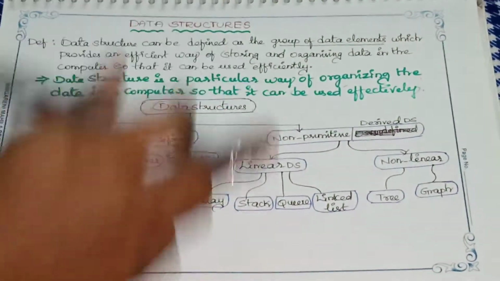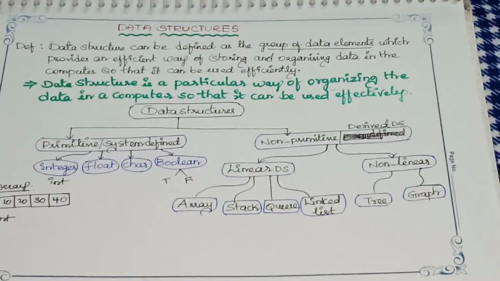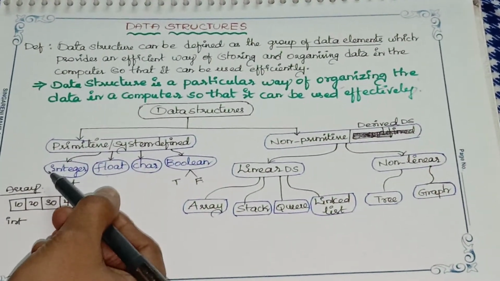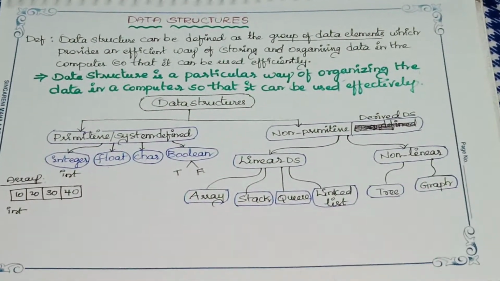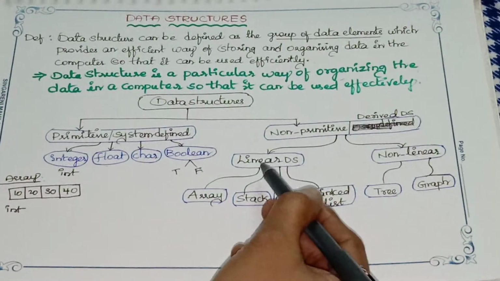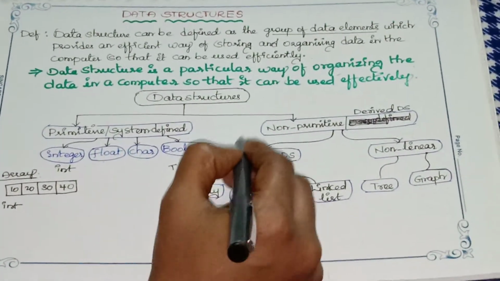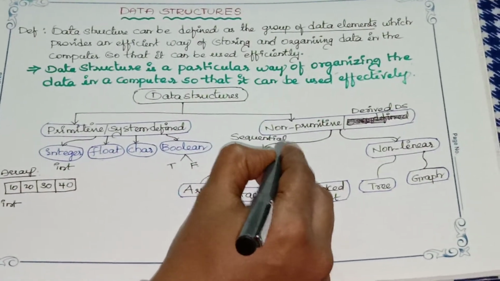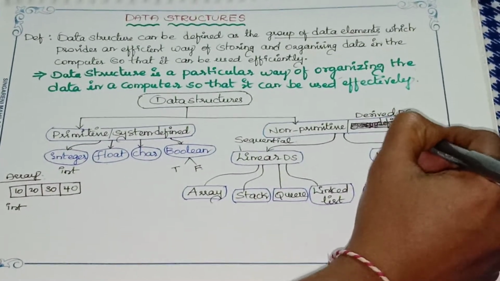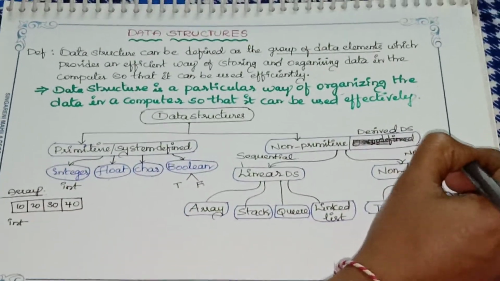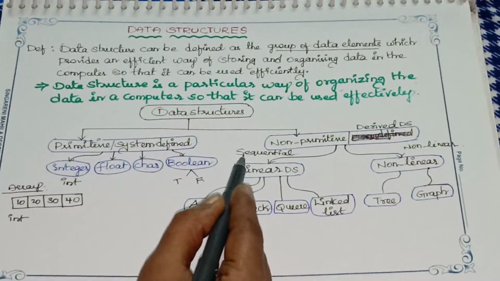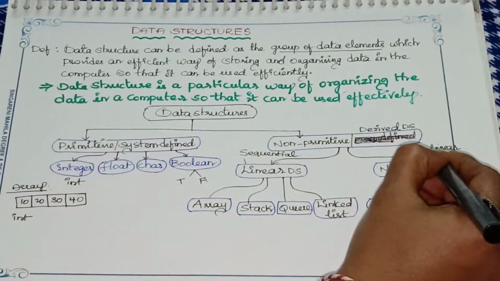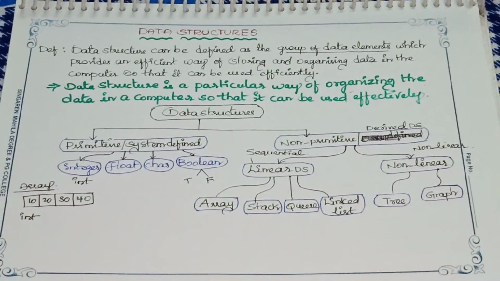When we come to derived data structures, they are non-primitive data structures. These are more complicated data structures and derived from primitive data structures. These non-primitive data structures are categorized into two types: linear and non-linear. Linear is nothing but simply sequential, we can say in a line manner. This one is non-sequential, not a line. Which data structure supports entering the elements in a line manner or sequential manner, they are linear data structures, and which is not forming a line or not maintaining a line is called non-linear data structures.